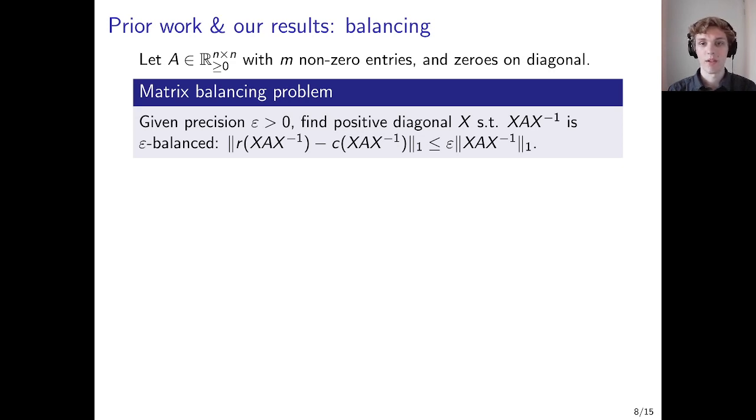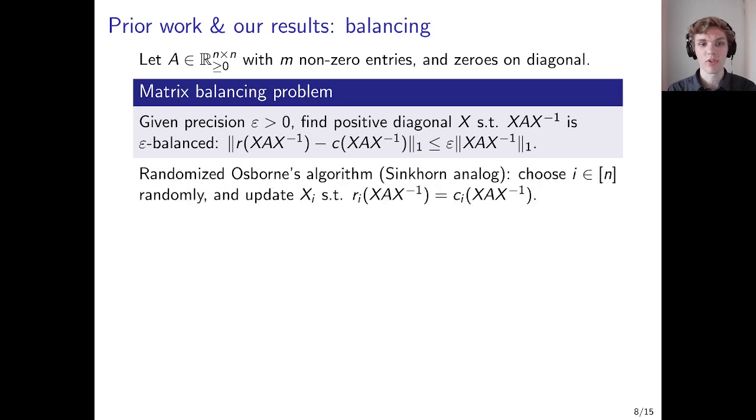Okay, so this looks structurally rather similar to matrix scaling, because I just want to do something with the row and column sums. And indeed there is an analogous algorithm, which is called Osborne's algorithm. And I've given you a randomized variant here, where you do the following. You just pick a random index i, and what you do is you update x_i exactly so that r_i of your new rebalanced matrix is equal to c_i of your rebalanced matrix. So there is a nice closed form expression for such an update for x_i.